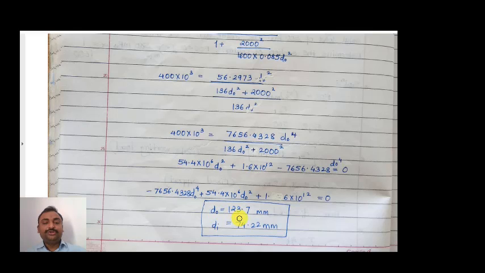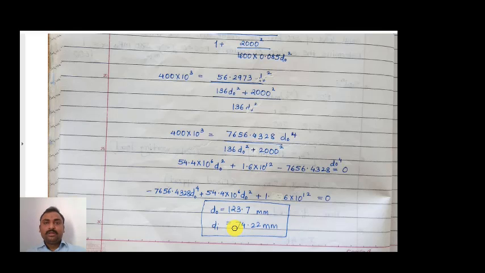So Do will be 123.7, and by multiplying 0.6 to this value we will get inner diameter 74.22. Carefully do this calculation. You can do this calculation in the calculator also, by using the quadratic equation in terms of Do square. So first find out Do square and then take the root of Do square, you will get Do, and multiply it with 0.6, you will get Di as it is given in the question.